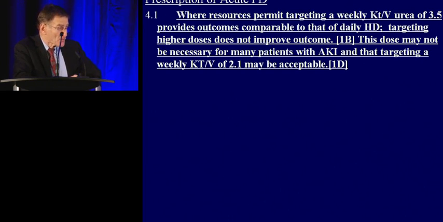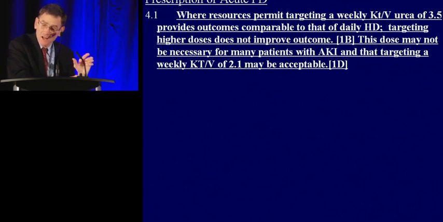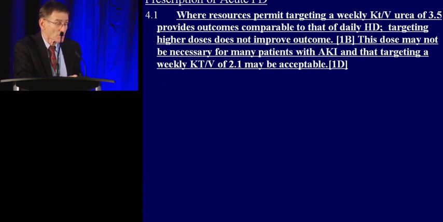The dose of dialysis: going through the literature, we concluded that when resources permit, targeting a Kt/V of 3.5 provides outcomes comparable to that of daily HD. That's based on the Brazilian studies. But higher doses do not improve outcomes. But this dose may not be necessary for many patients, and targeting a weekly Kt/V of 2.1 may be acceptable. And that's based on the logic which I just went through. So this is really important for how we set this up in the developing world from a cost basis.